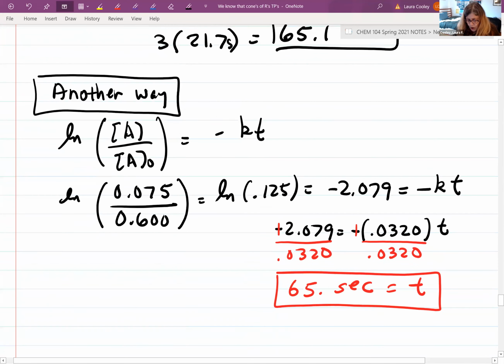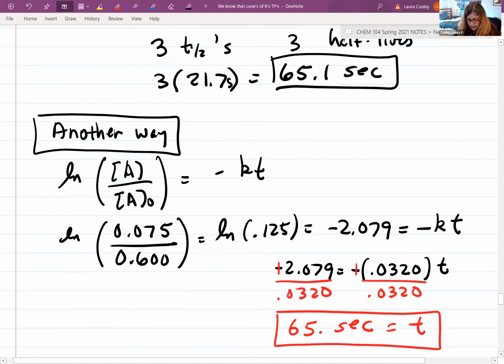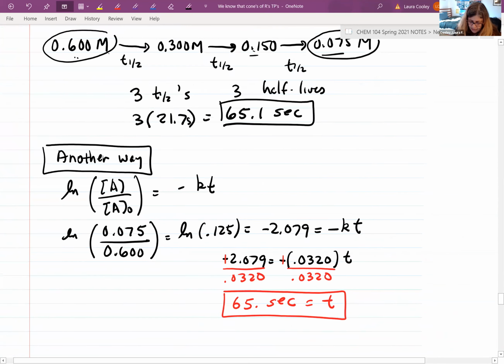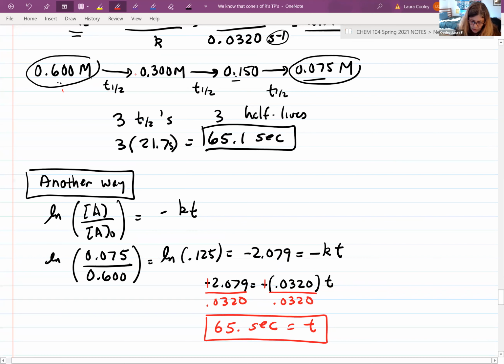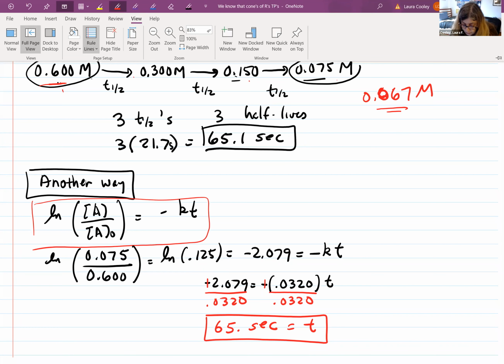And you know, some problems, it's quite easy to do it by counting the half-lives, if you happen to have numbers that work out. But what if I asked you 0.067 molar? Find a concentration if it starts at 0.6 and ends up at 0.067. Well, you're not going to get there by doing half-lives because 0.067, you know, it's 0.075 and half of that is whatever that is, but it's not 0.067. So you would have to use this method here. So sometimes you have to use that method. So you have to know how to do both.